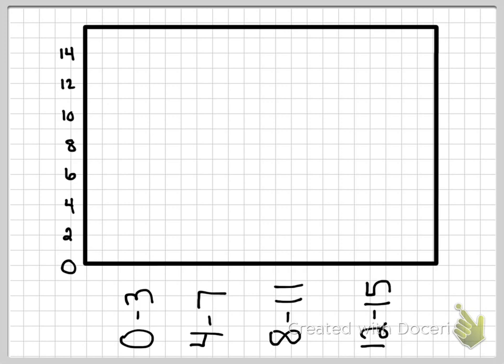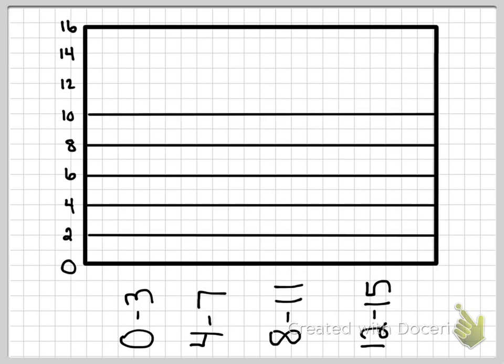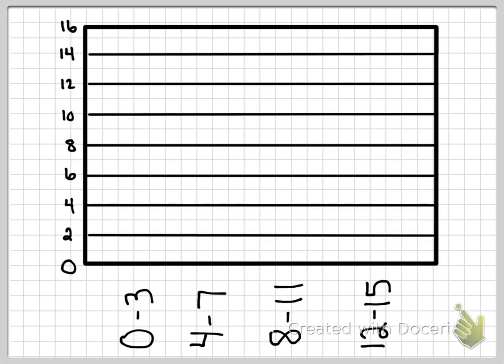And what's the one thing I'm forgetting on these? I always have to have my grid lines. Very good. Okay, so make sure you've got those grid lines. And now we're ready to graph. Okay, now we're ready to go ahead and graph our intervals. So I want to give you a minute to finish setting up your histogram.